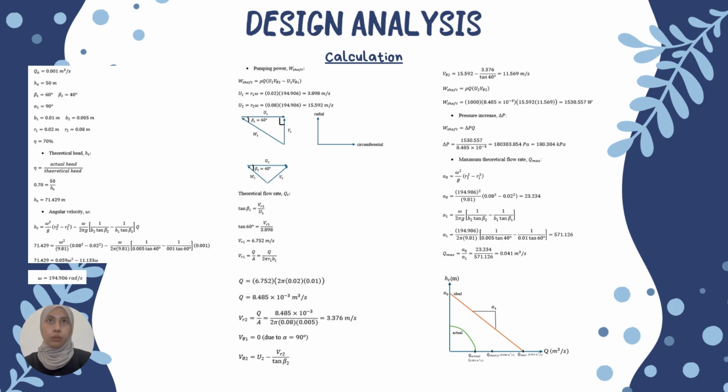For the part on design analysis, these are the calculations and formulas that we are using. First, we find the theoretical head, then the pumping power, and then the theoretical flow rate using all the information before. Then we find the pressure increase and the maximum theoretical flow rate. By using all the chosen values, we are designing five pump designs.